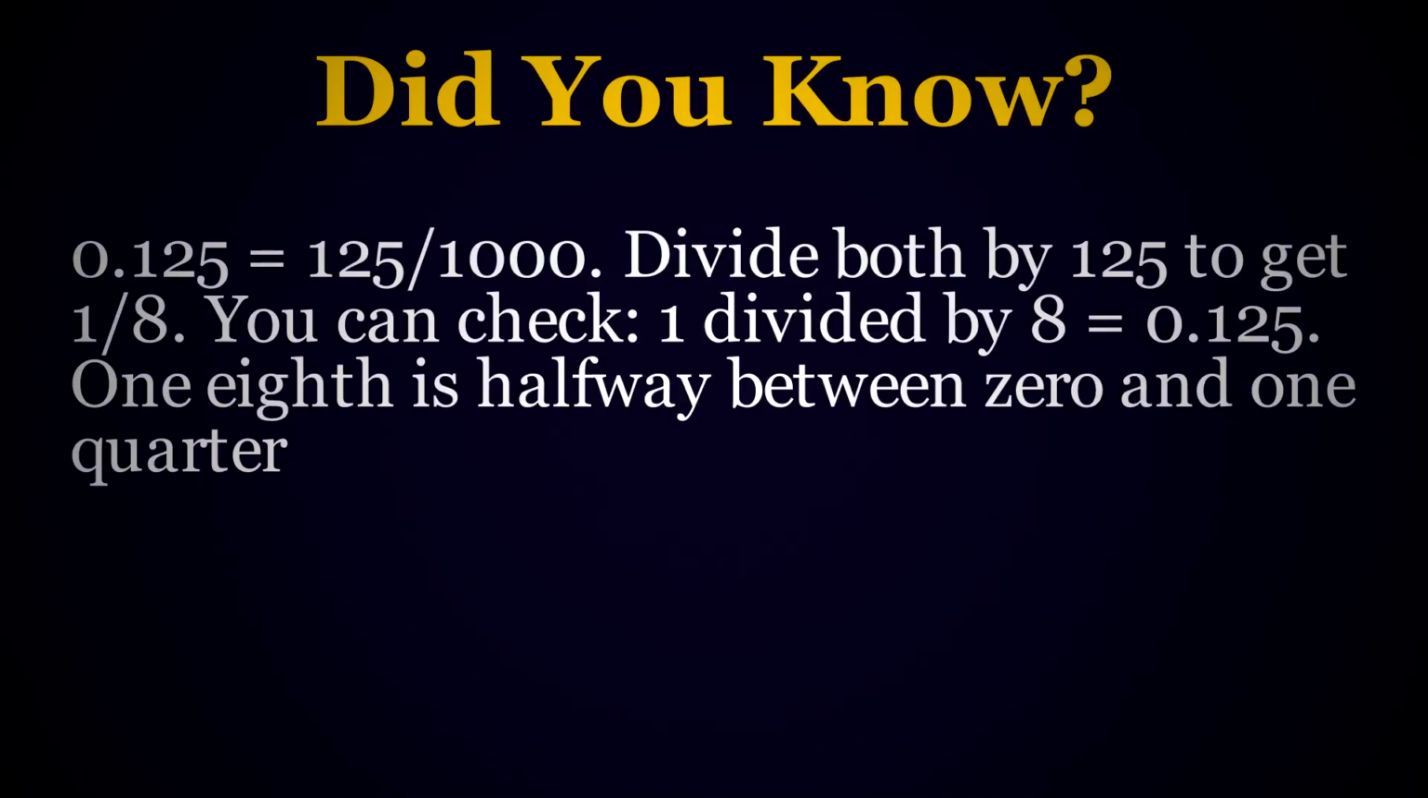Here's an interesting fact. 0.125 equals 125/1000. Divide both by 125 to get 1/8. You can check, 1 divided by 8 equals 0.125. 1/8 is halfway between 0 and 1/4.